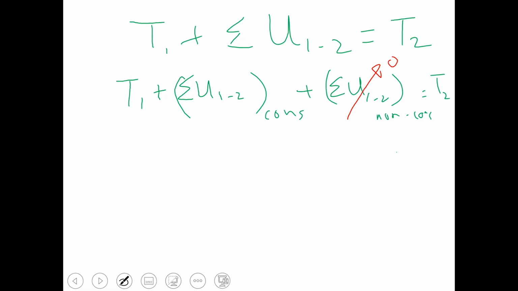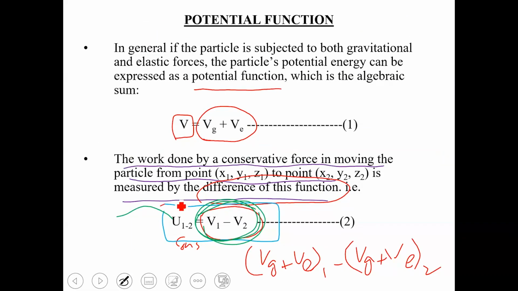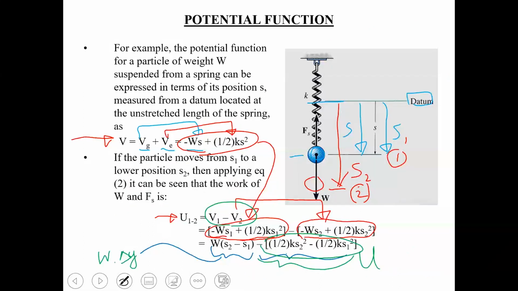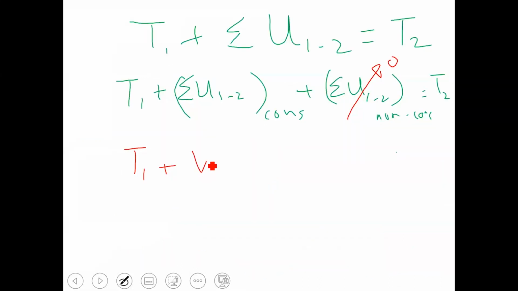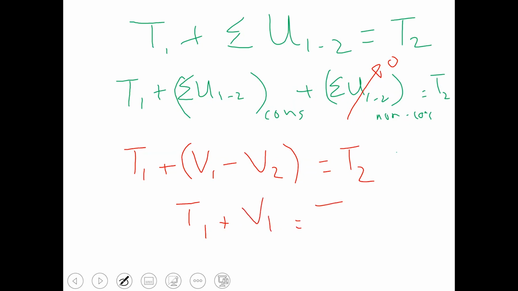Moreover, the work done by conservative forces can be replaced by their potential functions, which we just discussed. We replace summation U 1 to 2 conservative with V1, which is the potential energy at position 1, minus V2, which is the potential energy at position 2, and that should be equal to T2. Or rearranging these terms, T1 plus V1 should be equal to T2 plus V2.